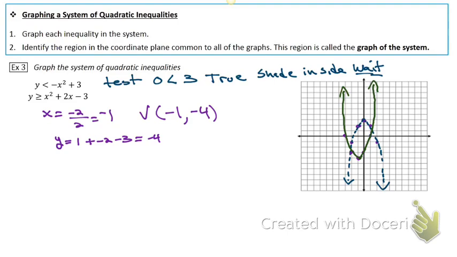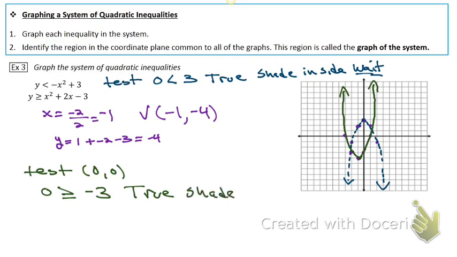Now I'm going to test also 0, 0, because that's on the inside. And that is a true statement. So I want to shade in the inside of both. So where it overlaps is right there between them.